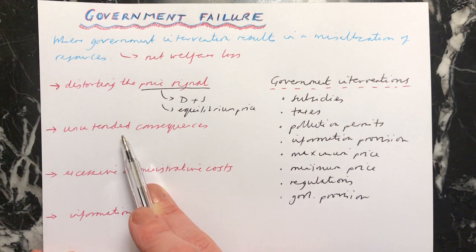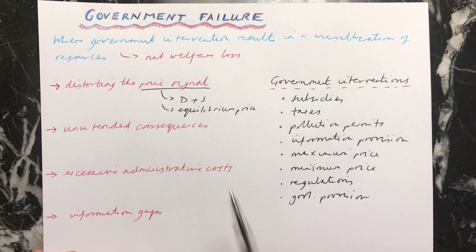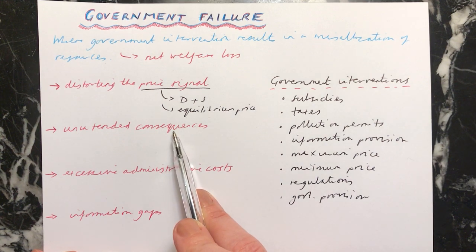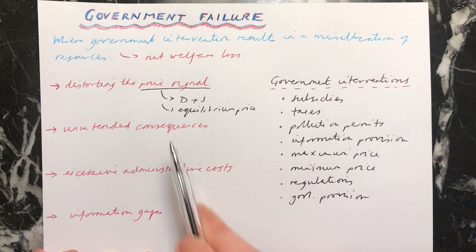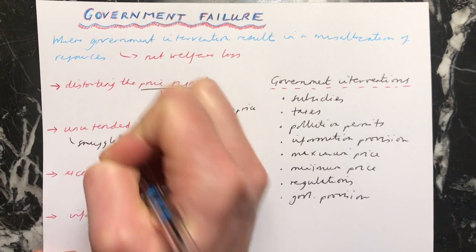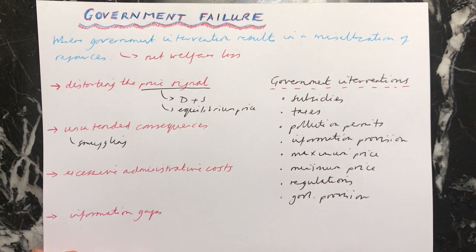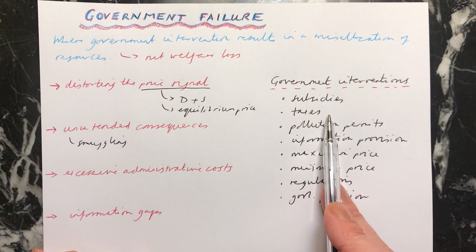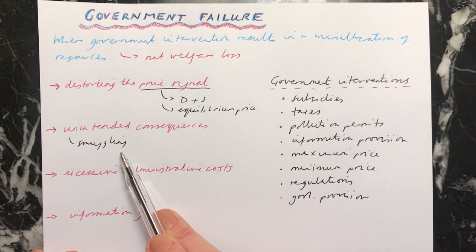The second one is unintended consequences. This means that the government puts in place their intervention, but then this causes consequences which they hadn't meant to happen. And this could be something like smuggling, for example. If a high tax is placed on cigarettes to try and reduce the negative externalities from smoking and so that less people are smoking, the tax will put up the price. But this will mean that some people might start to smuggle cigarettes and to sell them illegally without the tax. And this is an unintended consequence.